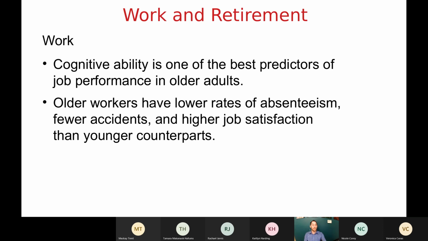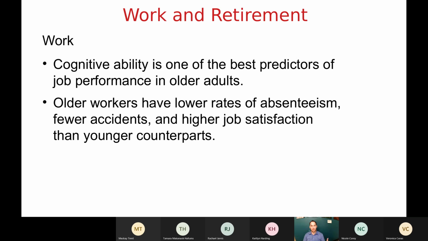cognitively, older adults have a lot more capacity than people generally tend to think. So with this, cognitive ability is one of the best predictors of job performance in older adults, and older workers actually have lower rates of absenteeism, fewer accidents, and higher job satisfaction than their younger counterparts. So I am interested to see what kinds of jobs they're looking at here. I would suspect that you'd have higher job satisfaction if you're doing something that's meaningful to you versus if you were doing a job that you just had to do to get the money.